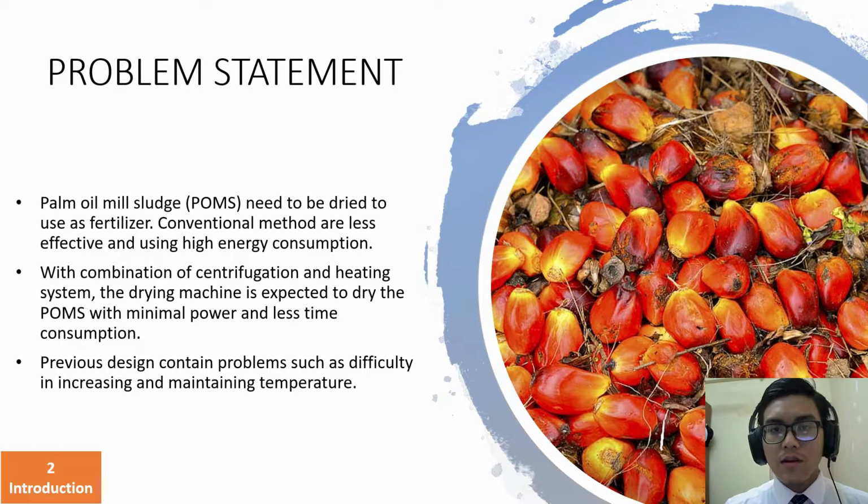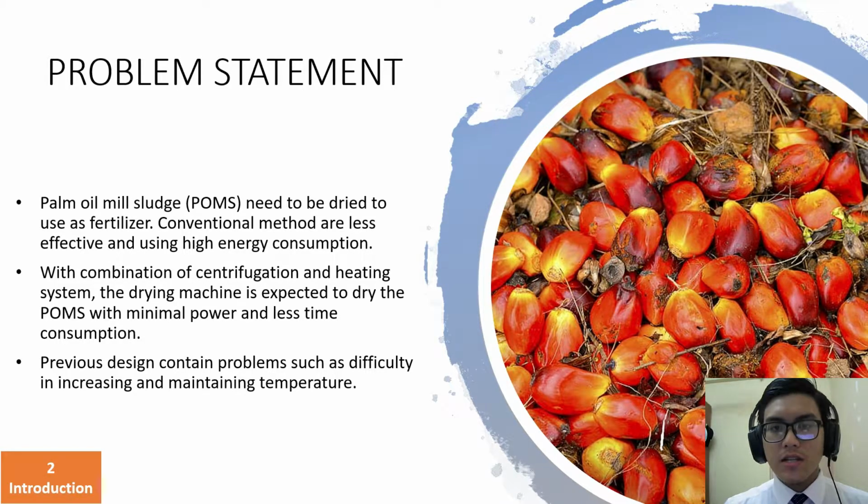Rather than using chemical fertilizer, palm oil mill sludge can be utilized as cheap organic fertilizer. However, the palm oil mill sludge needs to be dried beforehand. Some palm oil companies are still using conventional methods to dry the POMS. Conventional methods are less effective and some are being phased out due to high energy consumption.